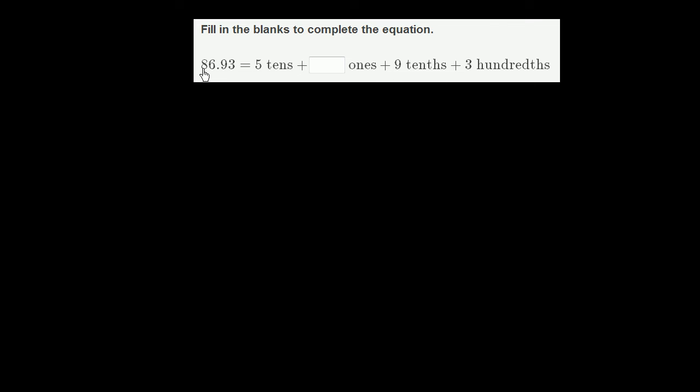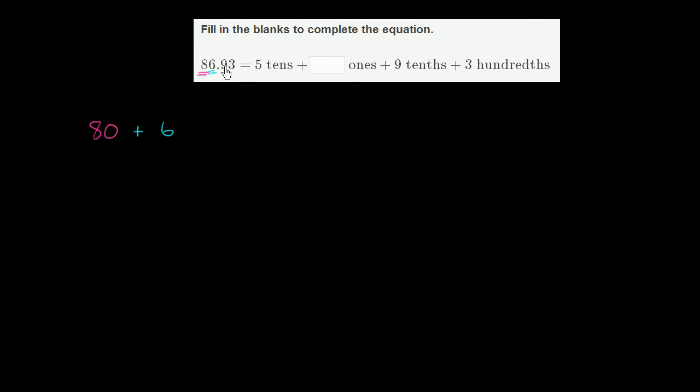So the 8 in 86.93, that's in the tens place. So it literally represents 8 tens. So I could write that down as 80. So let me do that. That's 80. The 6 in 86 represents 6 ones. So I can write that down as 6.